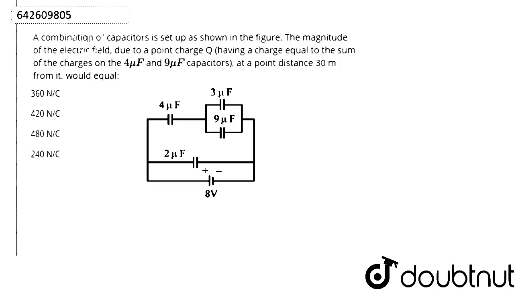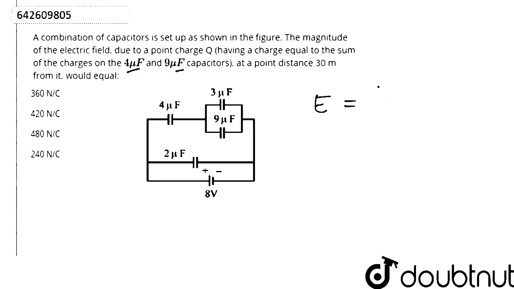The question says that a combination of capacitors is set up as shown in the figure. We have to find the magnitude of the electric field due to a point charge Q, having a charge equal to the sum of the charges on the 4 microfarad and 9 microfarad capacitors, at a point 30 meters from it.